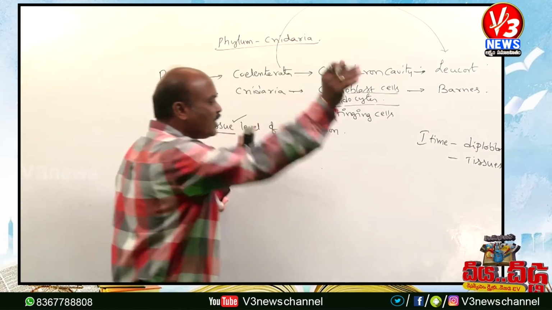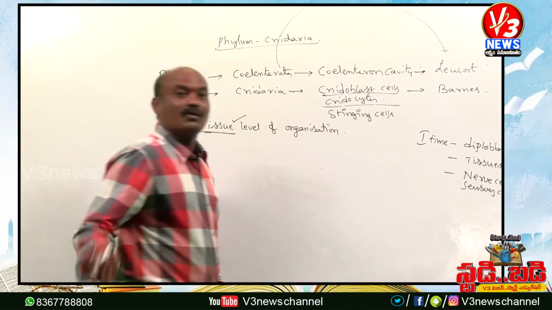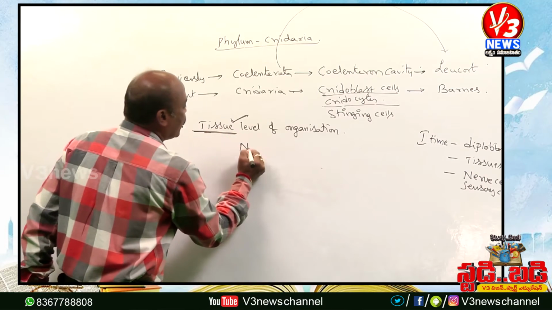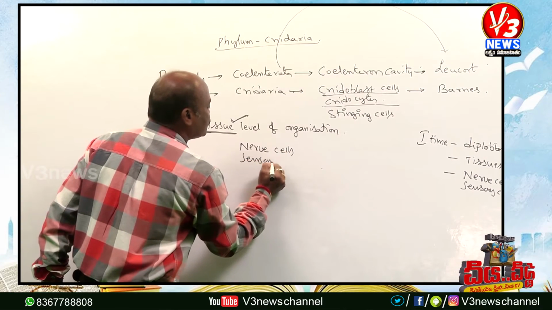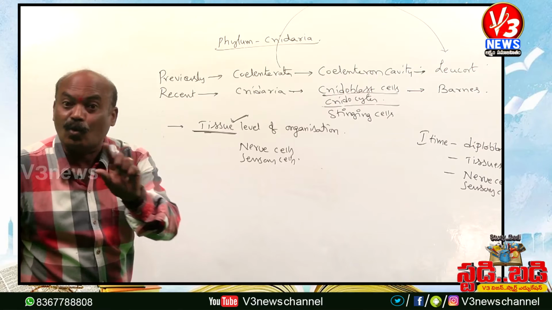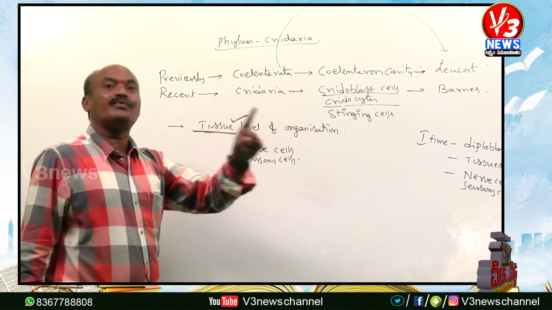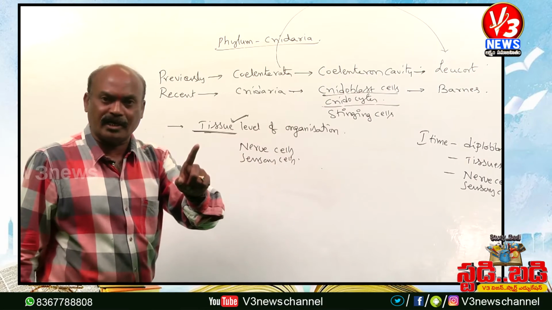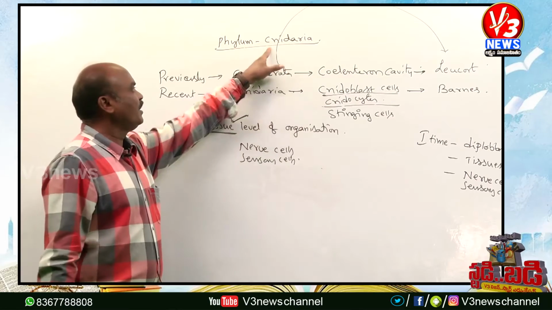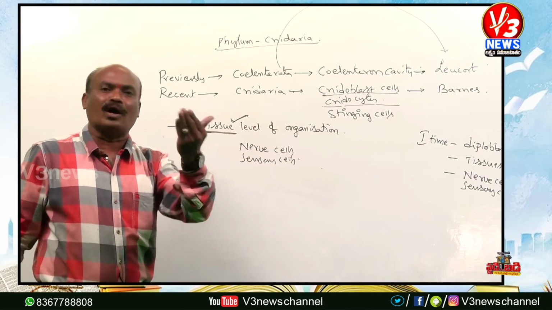Reason is simple. First time nerve cells and sensory cells appeared. First time the tissues appeared in the phylum Cnidaria because nerve cells and sensory cells appeared. So the presence of nerve cells and sensory cells coordinate the cells to form tissues. That's why the Cnidarians exhibit tissue level of organization. In sponges, cellular level only, so in those, nerve cells and sensory cells are absent. First time in Cnidarians, these two cells coordinate all the cells to form tissues.